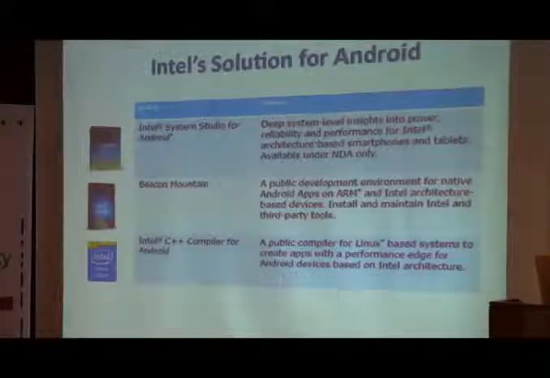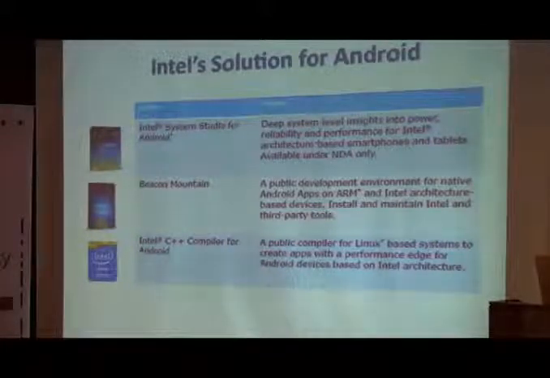Then Beacon Mountain. Beacon Mountain provides productivity-oriented design, coding and debugging tools for applications targeting Android-based ARM and Atom processor-based devices, including smartphones or any other powered devices. I'm simplifying it here. Now, the C++ compiler for Android is a compiler for Linux-based systems to create apps with a performance edge for Android devices based on Intel architecture. As I mentioned, if we are talking about HAXM, we need particular Intel cores for the support.